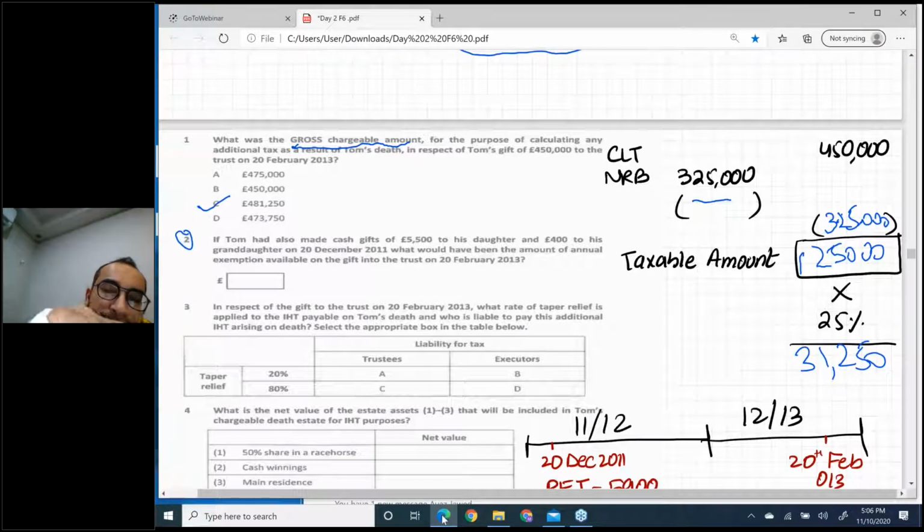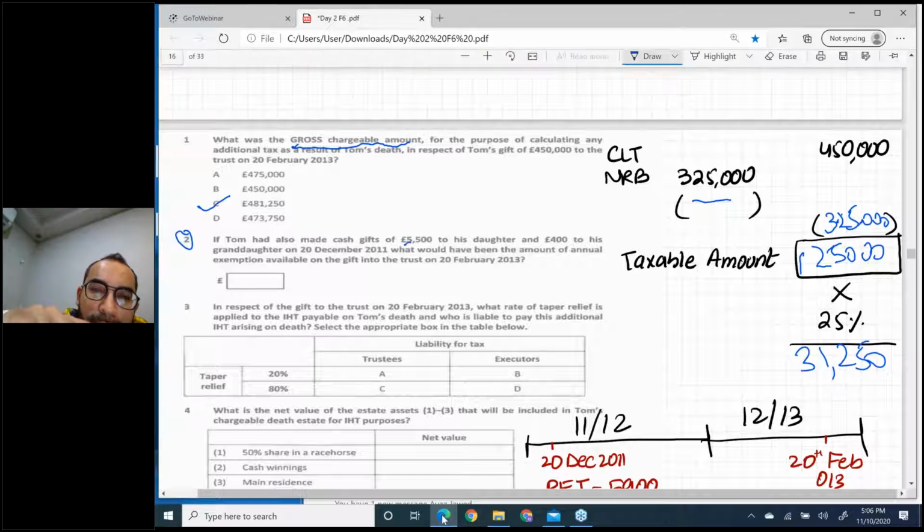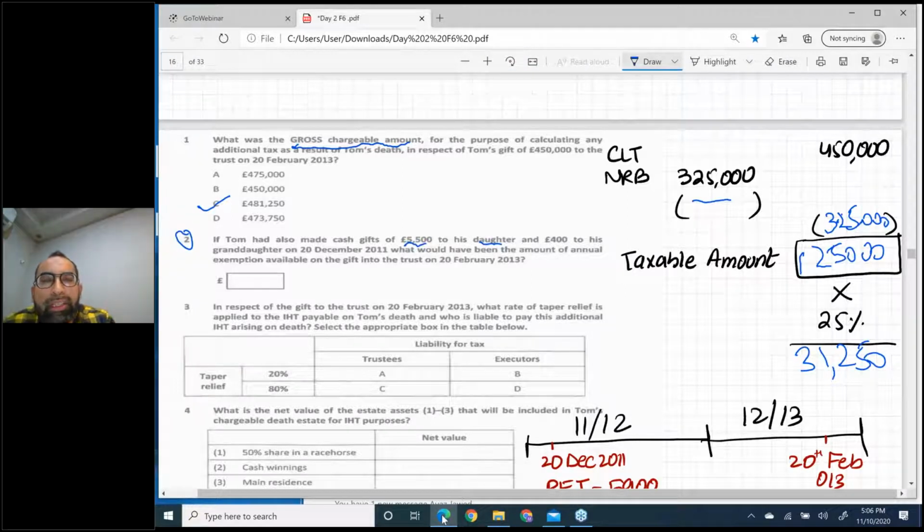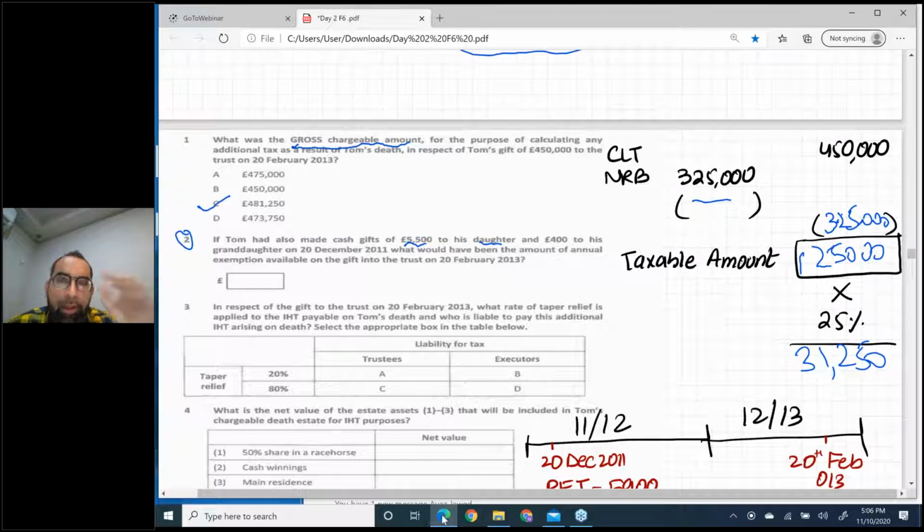If Tom had made cash gifts of 5,500 to his daughter, yes, one person giving a gift to another person is PAT. And there is no marriage here, so no marriage exemption. This gift to the daughter is full-time PAT.